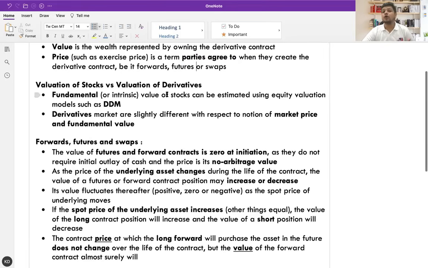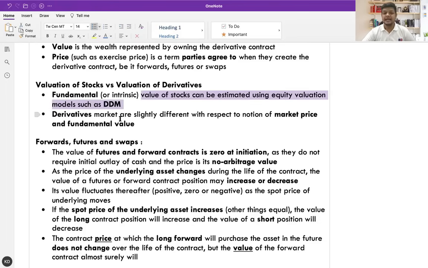So valuation of stock and valuation of derivatives is very different. For stocks, how do you value? You know the dividend discounting model. You estimate the future dividends and pricing, and you discount them with the cost of equity. Clear? So the fundamental value of stock can be estimated by using equity valuation models like the dividend discount model.